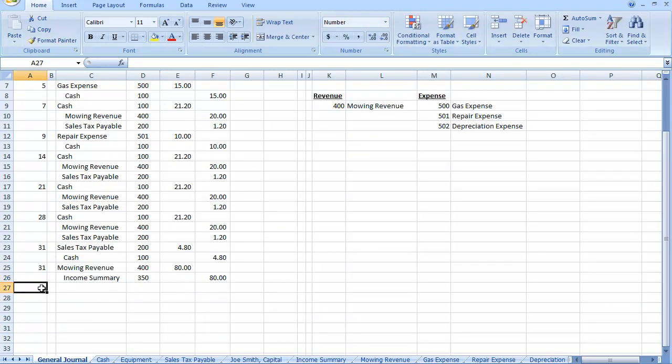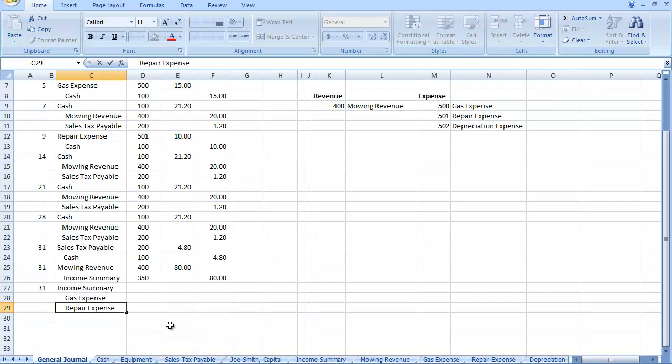The next entry that we make is to close all our expenses. So we'll go 31st, and since revenue was your debit here, our income summary is going to be our debit account. So we'll put income summary, and then we'll put all the expenses we had. We're going to credit those. So the first one we had was gas expense. Next one we had was repair expense.